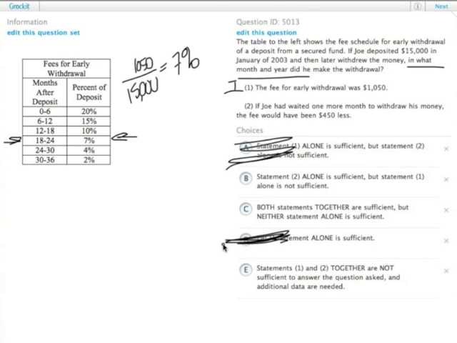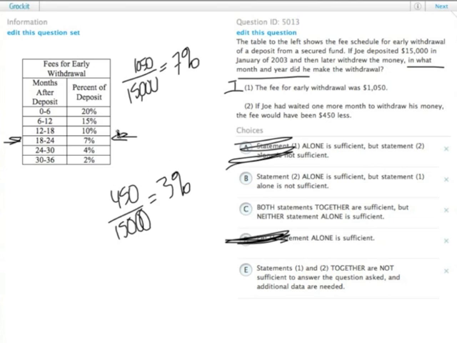Statement 2 tells us that if Joe had waited 1 more month to withdraw, his fee would have been $450 less. That's also helpful information. 450 out of his 15,000, was it? Yeah, 15,000. That equals approximately 3%. So it would have been 3% less if he had waited 1 more month.